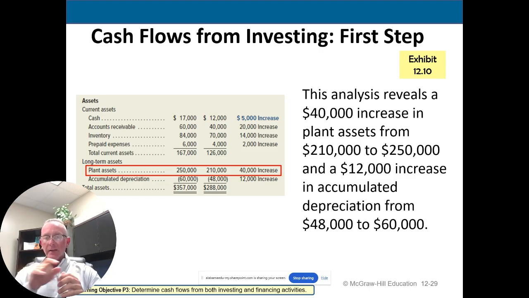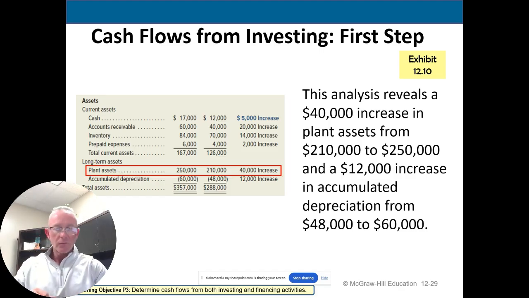So it says analysis reveals, all right, a $40,000 increase. And see, this is a purely educational exercise for you guys. You're never not going to have this entry to pull up to start with. You'd have made it 4 months ago. When you're doing this at the year end, we're already going to have this, but this is what we're going to have to analyze when we do this on the homework. It says the analysis reveals a $40,000 increase in plant assets from 210 to 250 and a $12,000 increase in accumulated depreciation from 48 to 60.